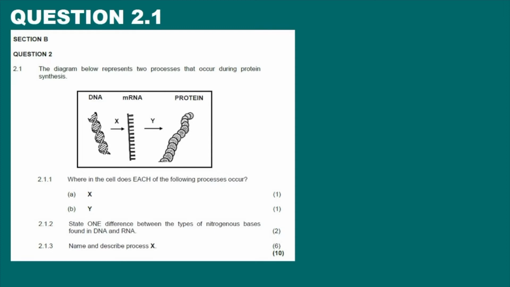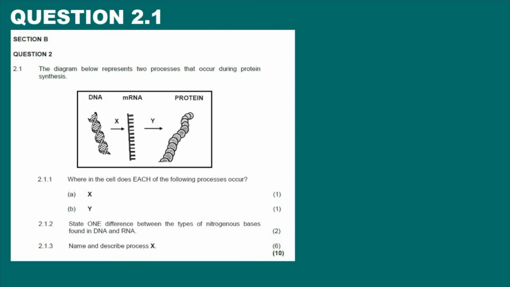Again, before you read any of the questions, you have to analyze and examine the diagram that's been given. Please remember that it's so important to read that first sentence, because that's your first clue to know what this question is about. So let's read. It says, the diagram below represents two processes that occur during protein synthesis.